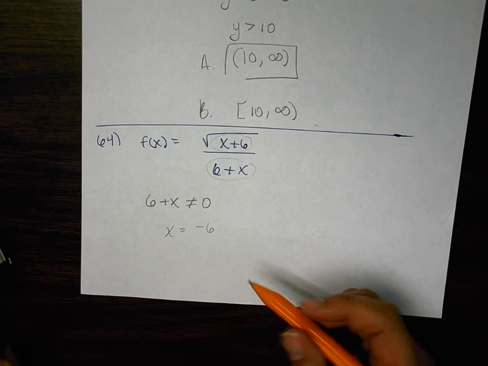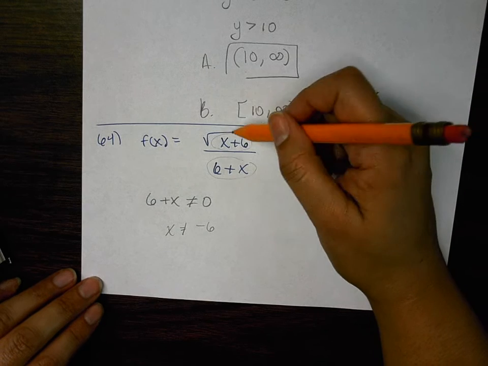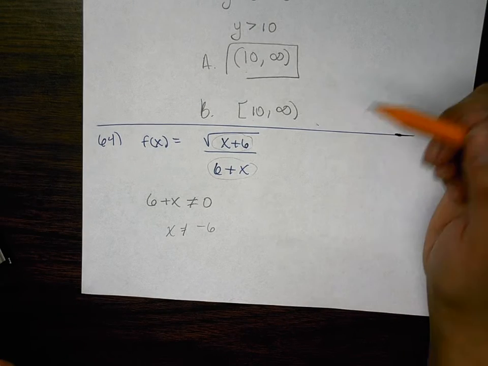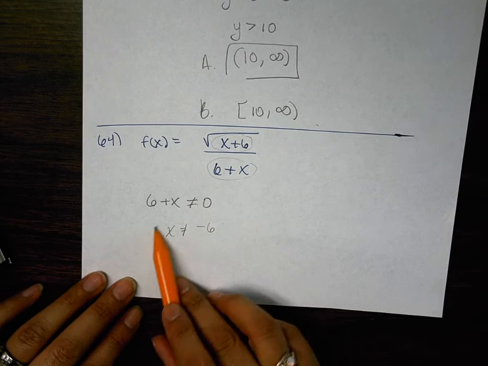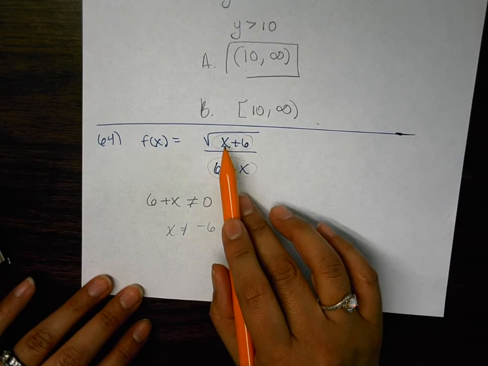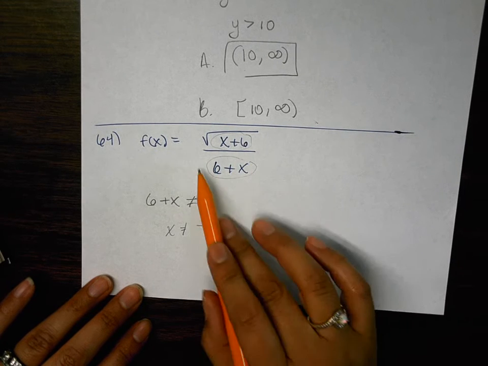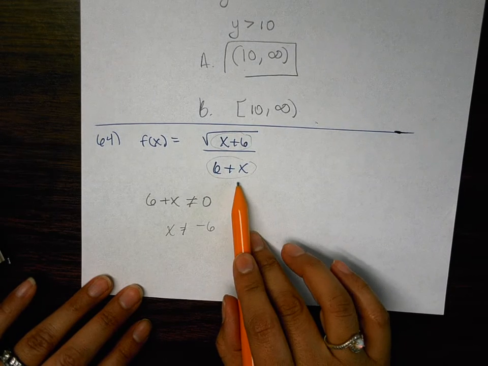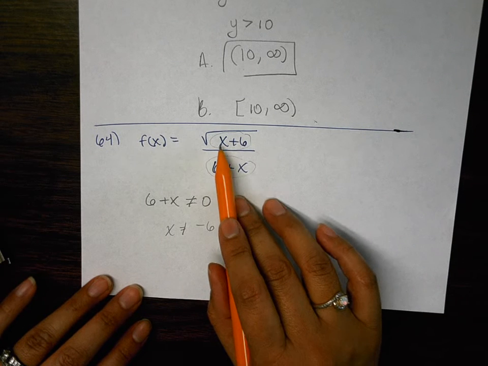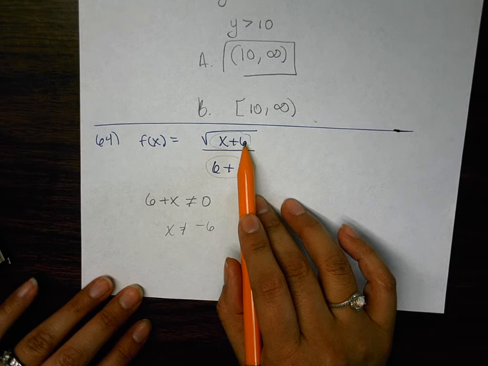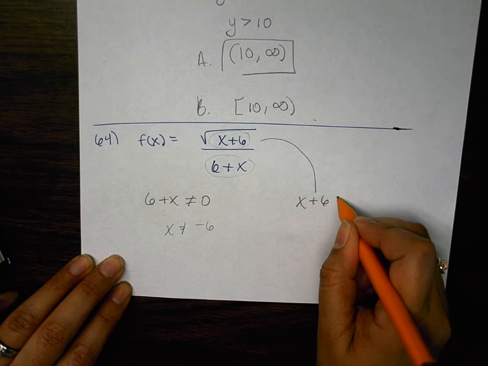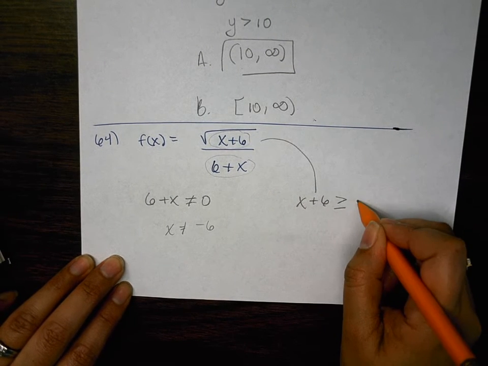But what do I have in the numerator that's typically usually not there? A square root. So according to this, I could pick anything except negative 6. So let's try negative 7. Would negative 7 work in this function? No. Would it work in the denominator? But would it work in the numerator? No, because negative 7 plus 6 is a negative, and I can't take the square root of a negative. So we have another restriction. X plus 6 has to be greater than or equal to 0.